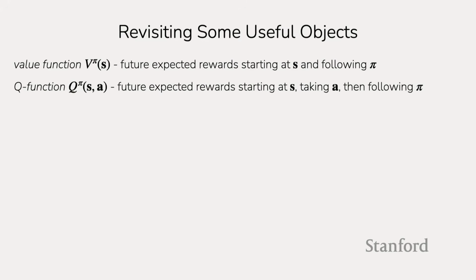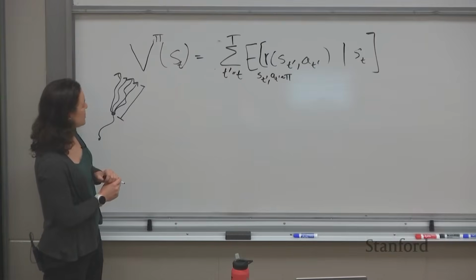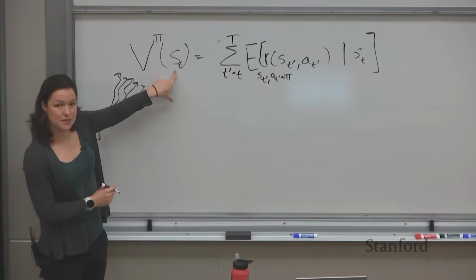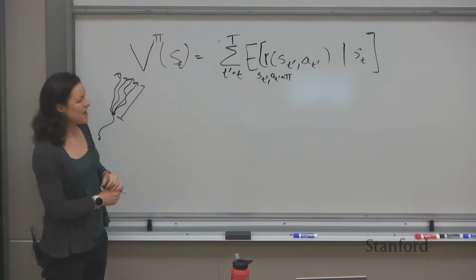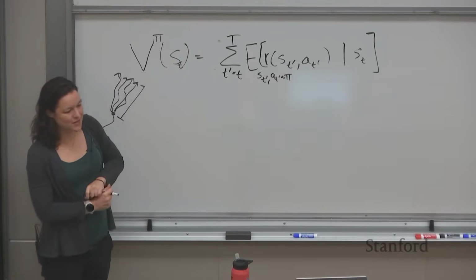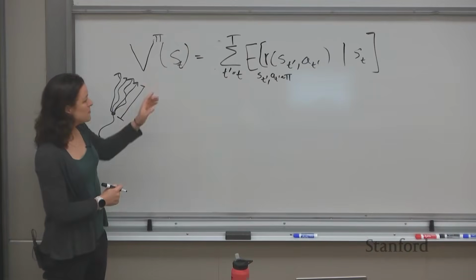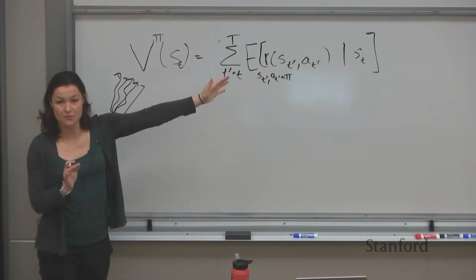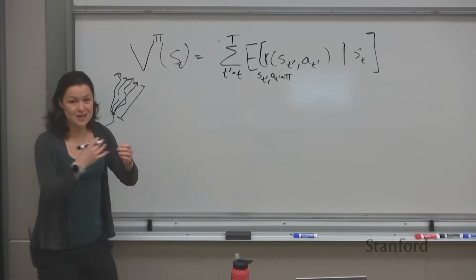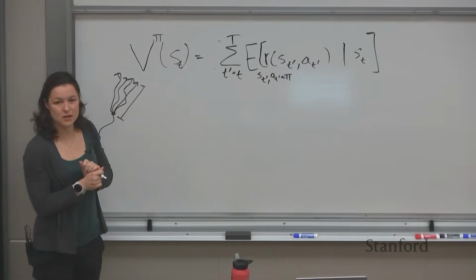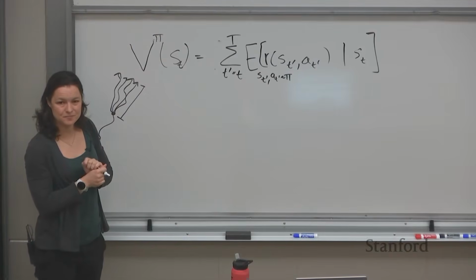Another useful quantity that we'll be making use of is called the Q function. And this is slightly different from the value function, but very closely related. The difference is that instead of just thinking about the value of a given state, we're going to be thinking about a value of a given state and action. What this is referring to is if you were to, instead of starting at S and then running pi from there, start at S, take a particular action A, and then run the policy, what is our expected sum of rewards?